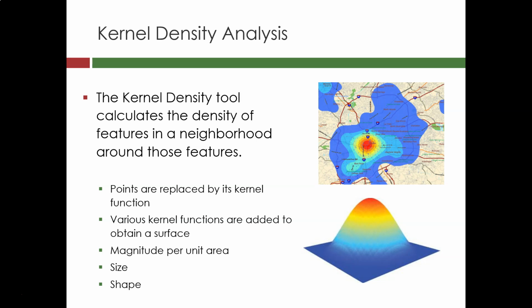So how does kernel density work? Conceptually, a smooth, curved surface is fitted over each point. The surface value is highest at the location of the point and diminishes with increasing distance from the point, reaching 0 at the search radius distance from the point. The density at each input raster cell is calculated by adding the values of all the kernel surfaces where they overlay the raster cell center.